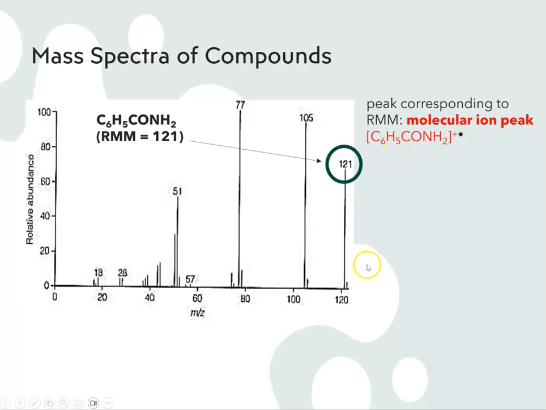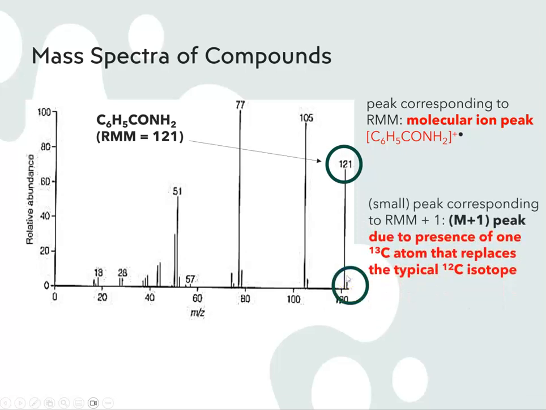Then we also notice a very small peak at 122. When a peak appears at RMM plus 1, this is known as an M+1 peak, and for the purposes of the H3 syllabus, we will assume that the M+1 peak appears due to the presence of carbon-13 that replaces one of the original carbon atoms in the molecule.